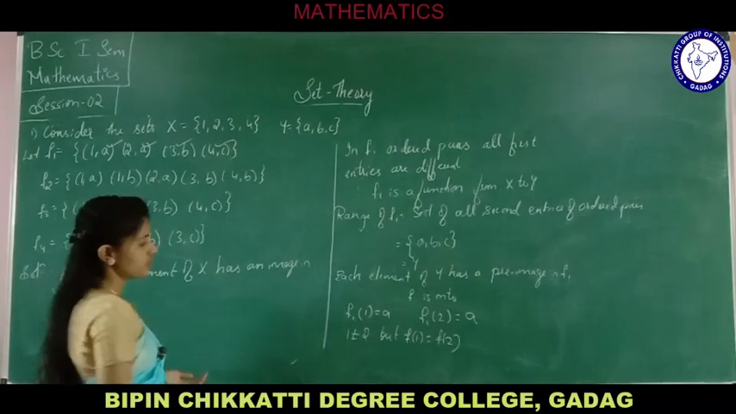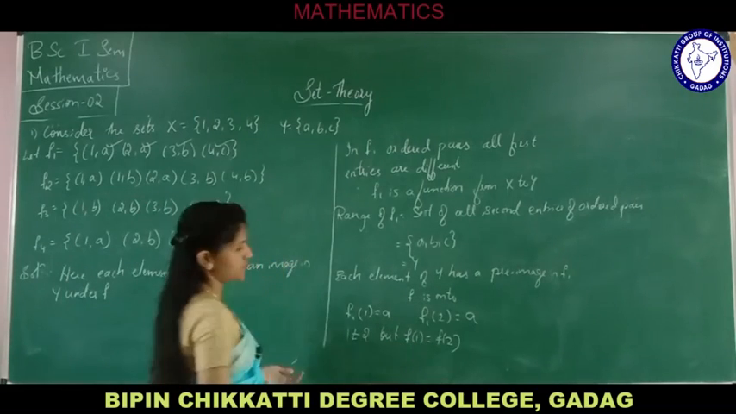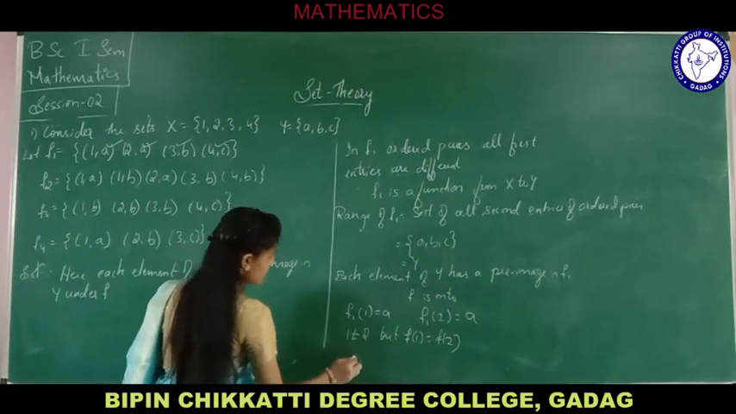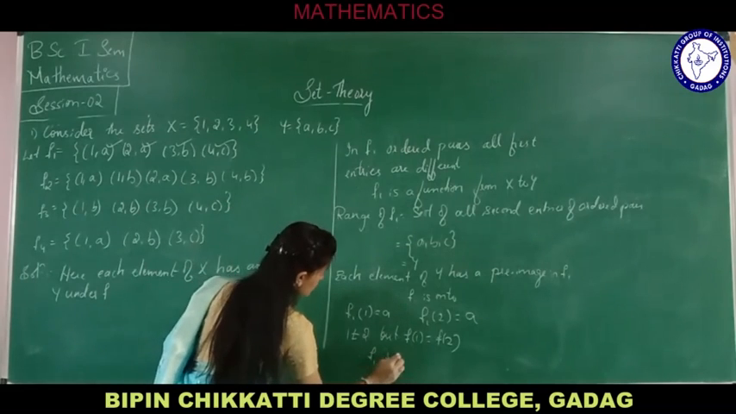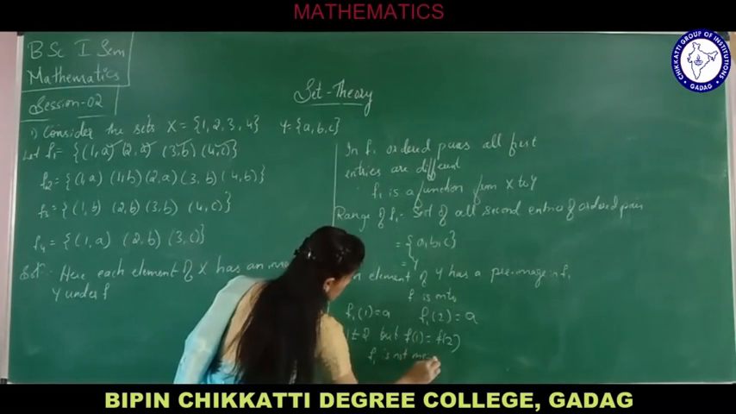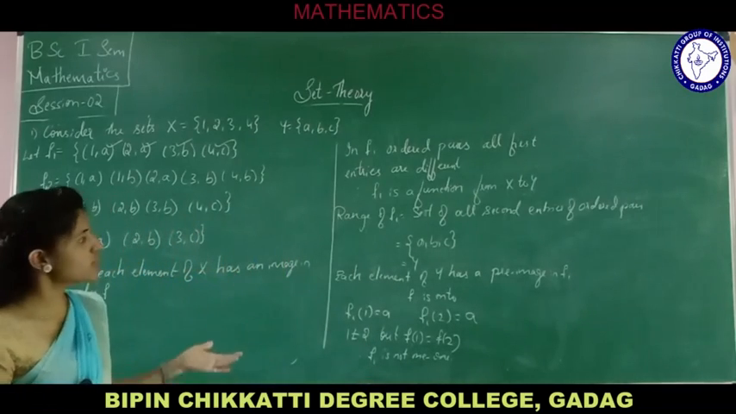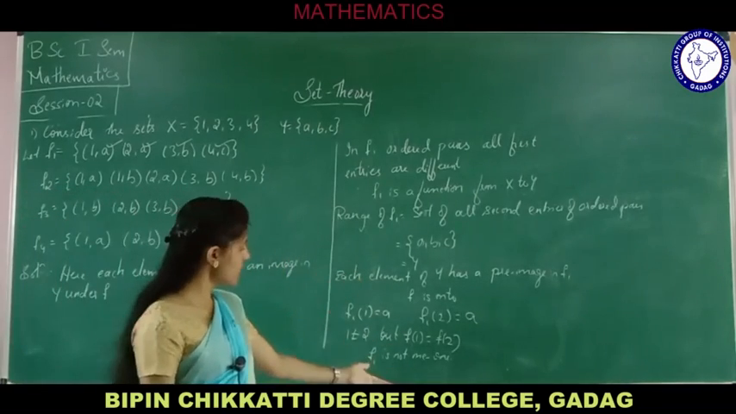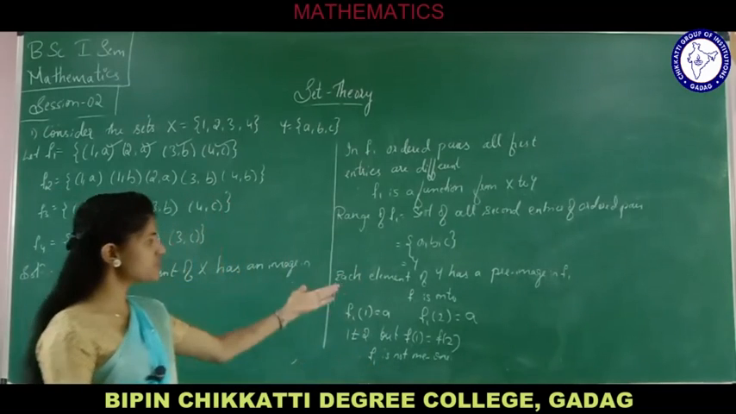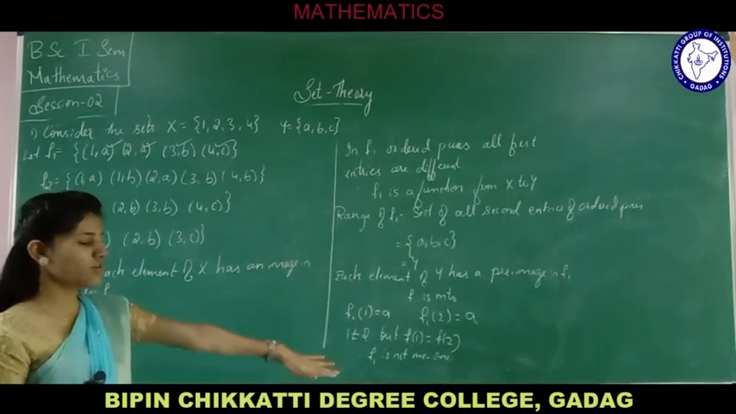Therefore, f is not 1-1. What has happened? Therefore, f1 is not 1-1. Therefore, for a function to be bijective, it should be both onto and 1-1. But here the function is only onto and not 1-1.